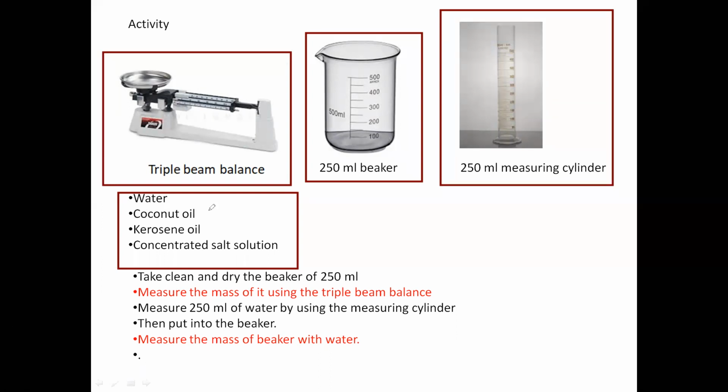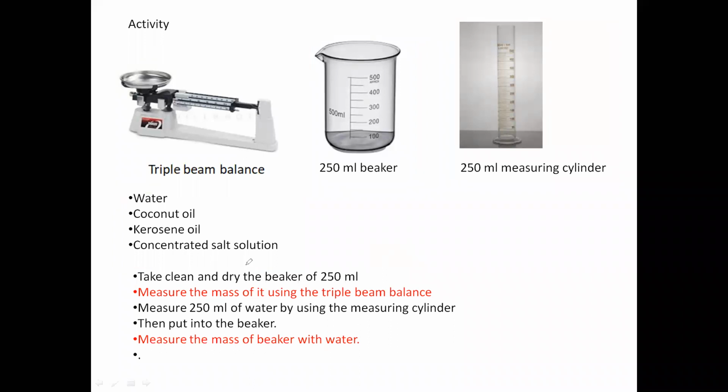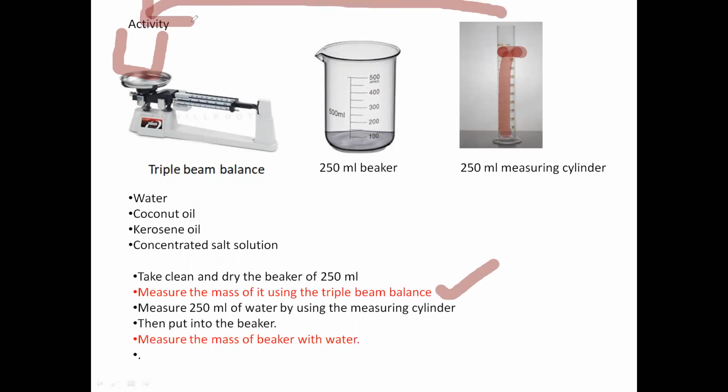Firstly, you have to take a clean, empty 250 milliliter beaker. You have to keep it here on the triple beam balance and measure the weight of this empty beaker. That's the first measurement that you have to take. And then you have to measure 250 milliliters of water from this measuring cylinder, and then you have to pour that into here.